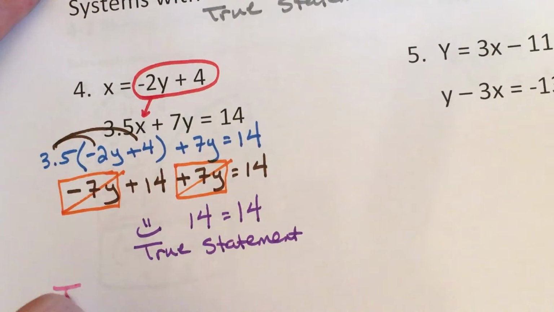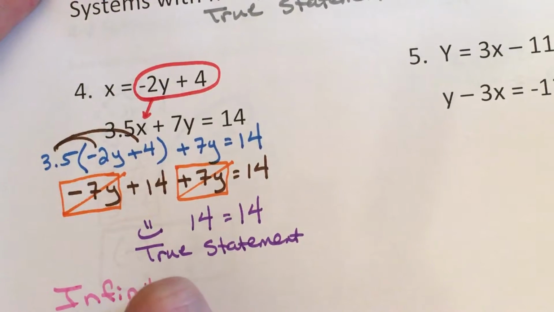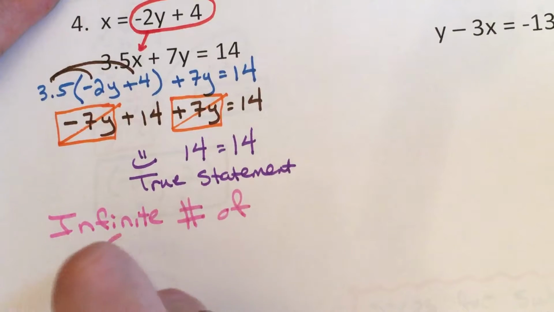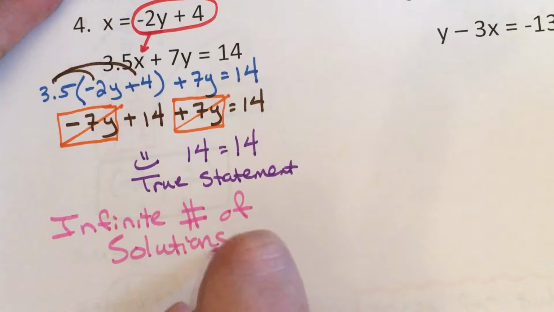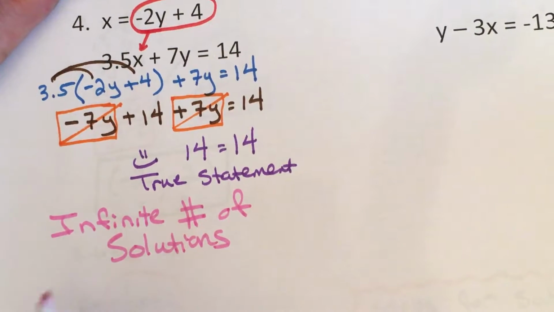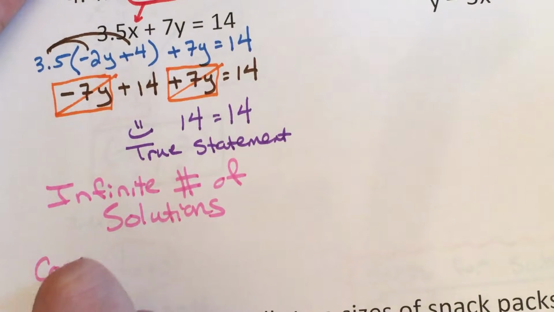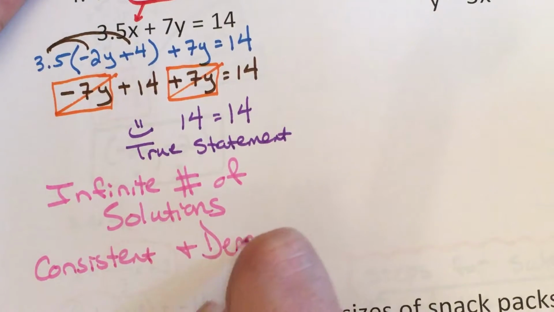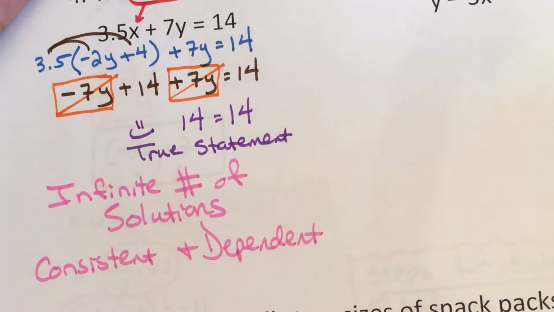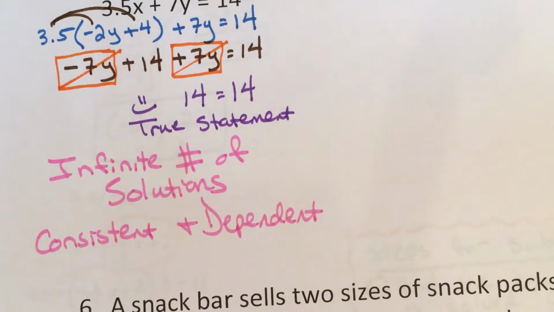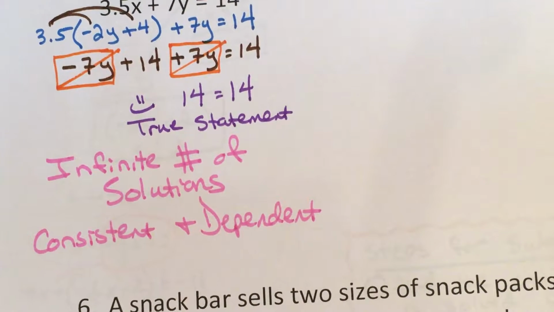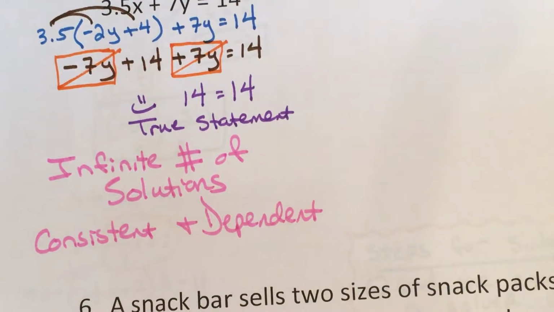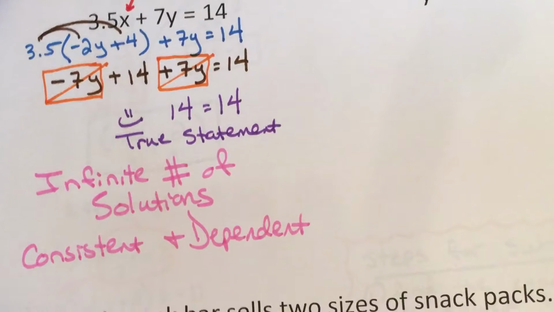So we're going to say infinite number of solutions, consistent and dependent. So it's weird. No argument there. It's weird. But it's done really fast. Like that a lot. Let's go check out exercise 5.